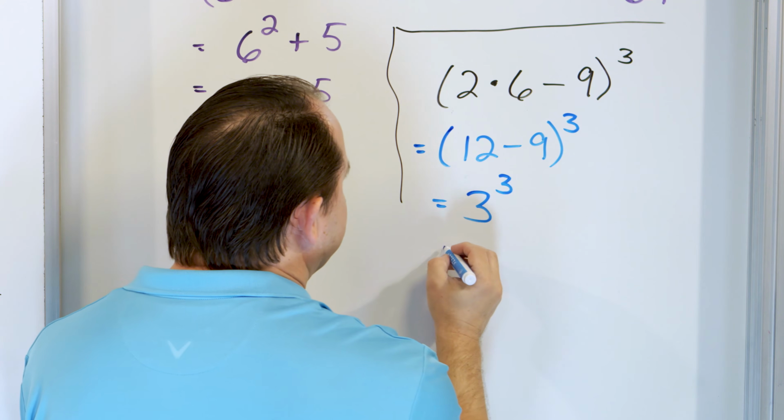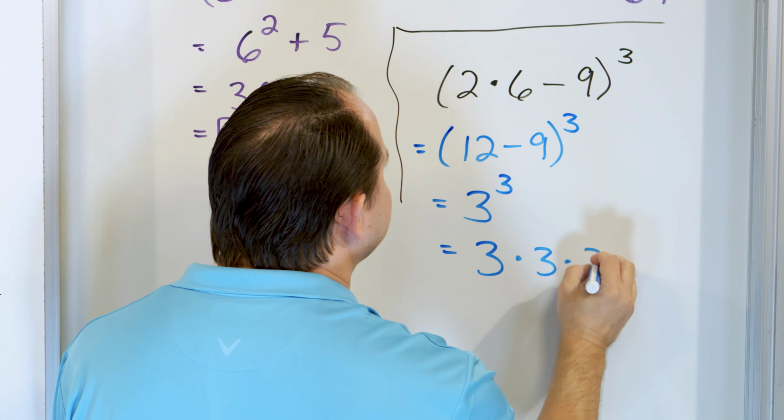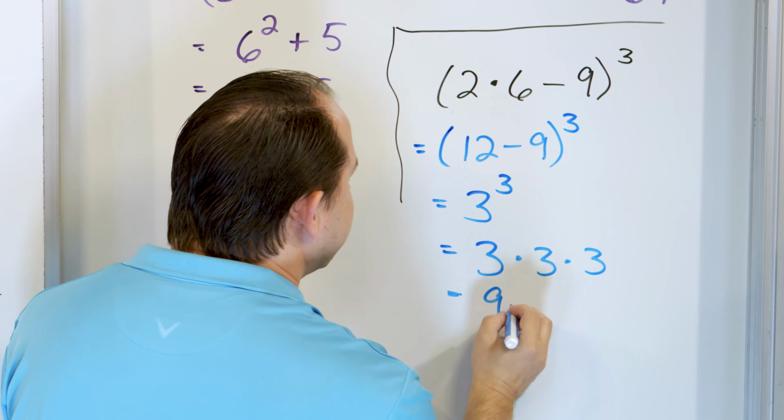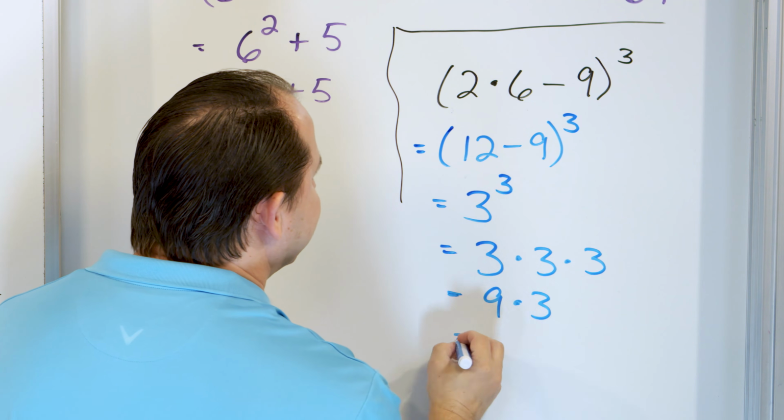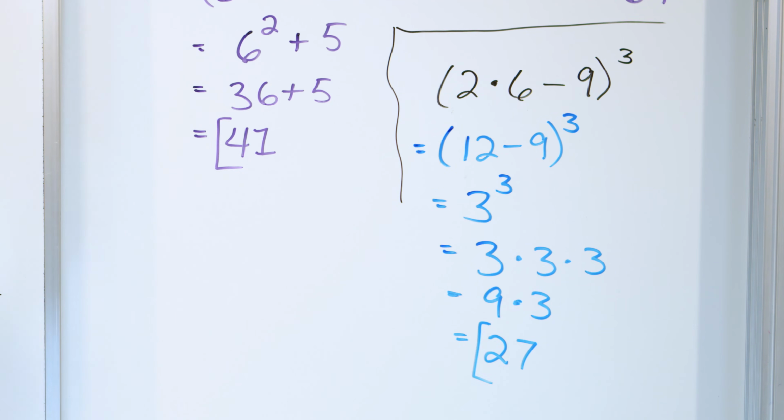So what is 3 cubed? Just to write it out, it's 3 times 3 times 3. 3 times 3 is 9. Still have that last times 3. 9 times 3 is 27. So we get an answer of 27. That's the final answer.